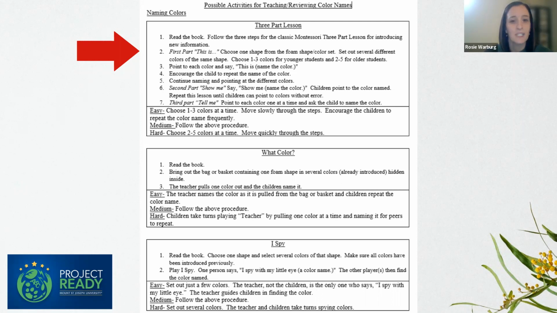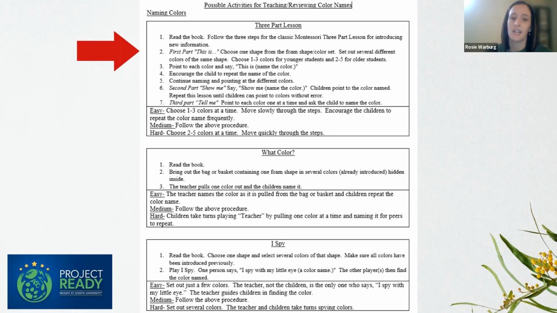I want to take just a minute to go over that 3-part lesson, because I think that's a concept that not a lot of people have. It comes from my Montessori background. I am Montessori certified, and this is a classic way of introducing new knowledge to students in the Montessori classroom. So here, if you're choosing to do the 3-part lesson with your students, you're going to read that book that you've chosen, and then you're going to follow the 3 steps for that classic Montessori 3-part lesson. So the first part of the 3-part lesson is this is.